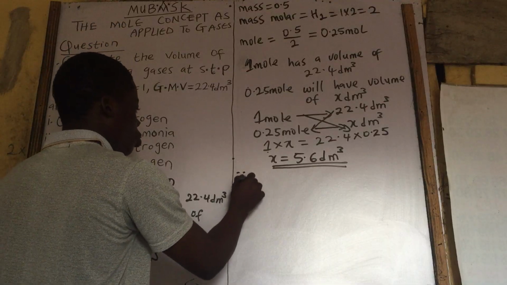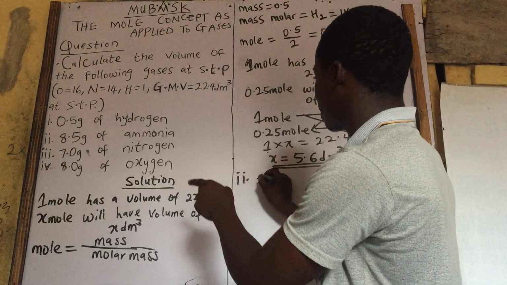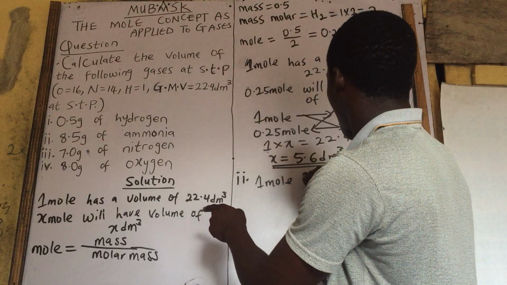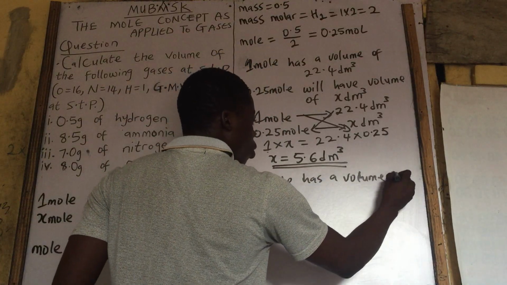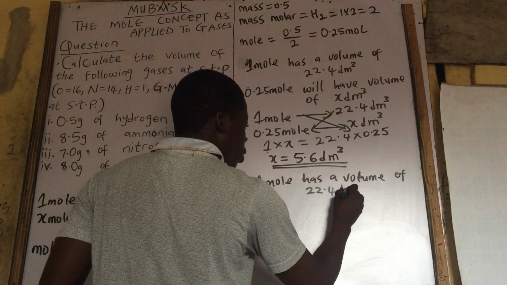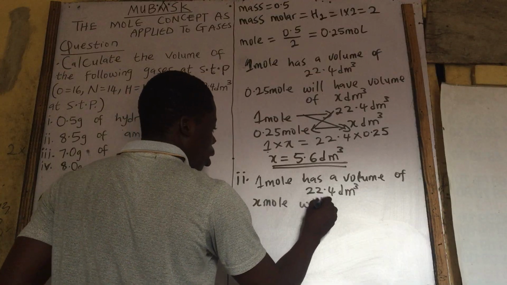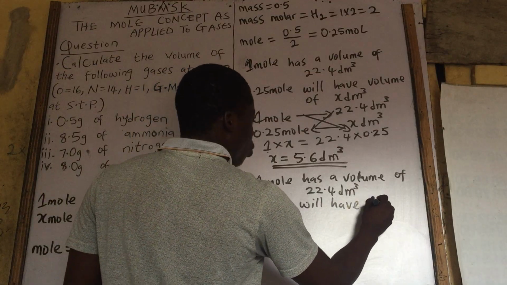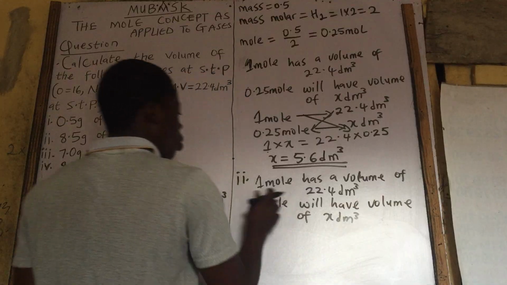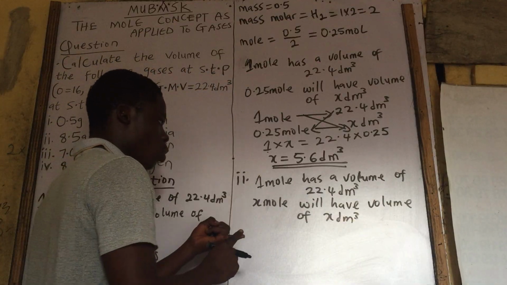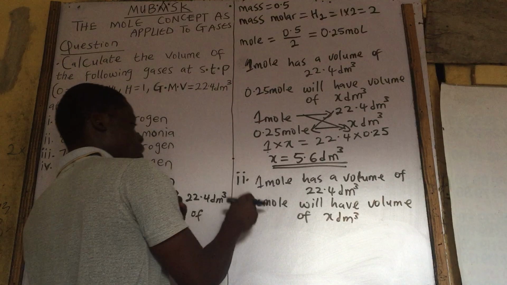Now, Roman figure 2. We are looking for the volume of ammonia. The statement says that 1 mole has a volume of 22.4 dm³, while X mole will have a volume of X dm³. We are going to use this second statement to determine the volume, but to determine the volume, we have to determine the mole.